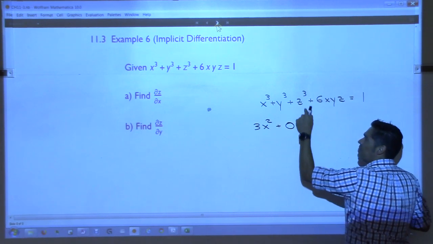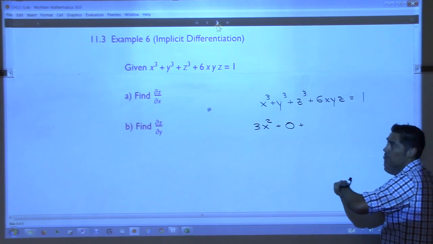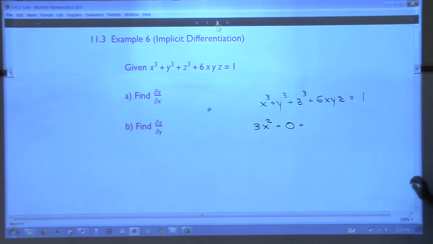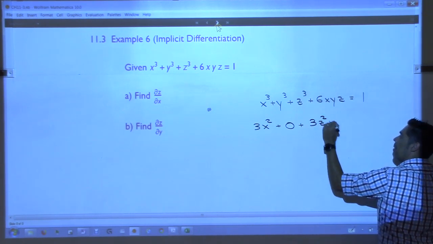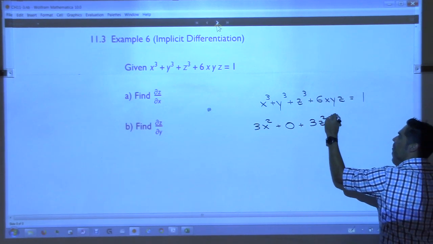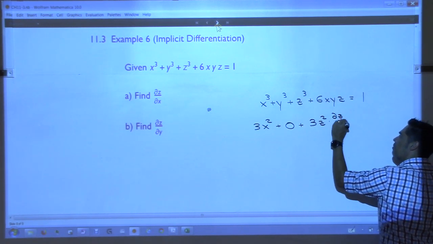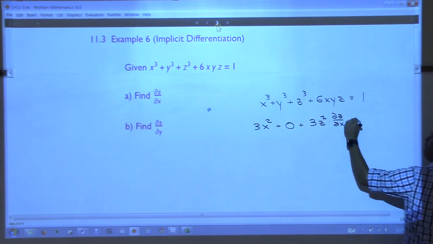Now this is the part that's going to act like that y did just a second ago in that other differentiation. So the derivative of z cubed will be 3z squared. And then this part right here is where we put something like dz/dx, right? But we're going to put the partial of z with respect to x. All right? And then we do plus.